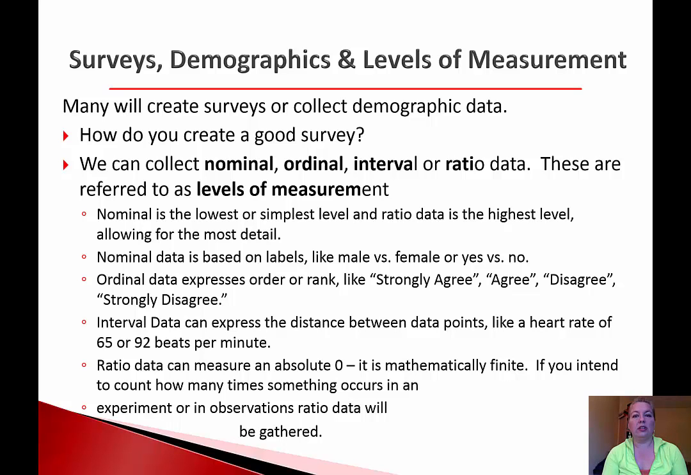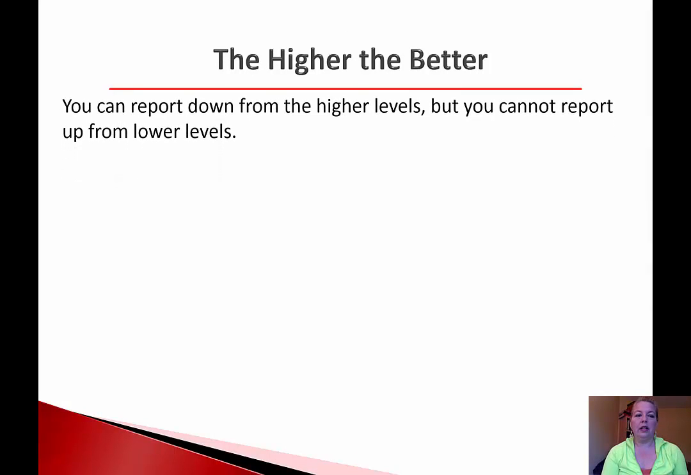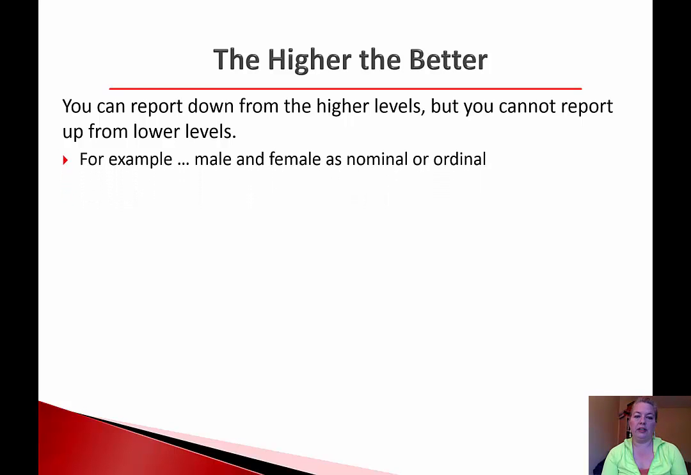We'll talk a little bit more about why. The higher the better. We can report down from the higher levels, but we cannot report up from the lower levels. For example, male and female as nominal or an ordinal. If you ask the question sex, you're asking male or female. If you ask the question gender and you only give them the option of male or female, you do not have the opportunity to assess what gender people are more likely to identify with.